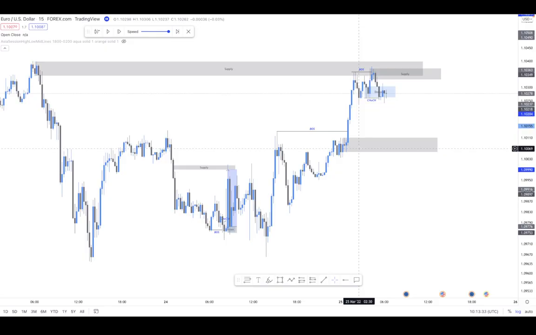Now, this is also liquidity. You could expect price to come back down, filling these gaps. So it's a confirmation really that if you have inefficiency above or below POIs, you can expect price to come back, fill in the inefficiency before tapping into your zone, okay?